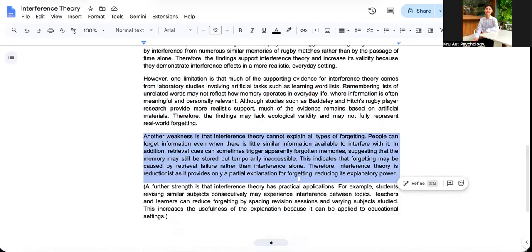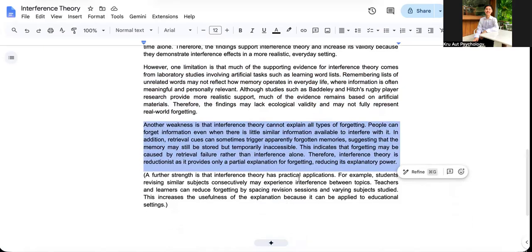Then another weakness, I think this time it's not evaluating the study anymore, but it's the weakness of the theory itself. So another weakness is that interference theory cannot explain all types of forgetting. People can forget information even when there is little similar information available to interfere with it. This sounds logical. Can you make up your own weakness if it doesn't come from the textbook? Can that still be used? As long as it sounds logical, it makes sense, and it appeals to most people's common sense.